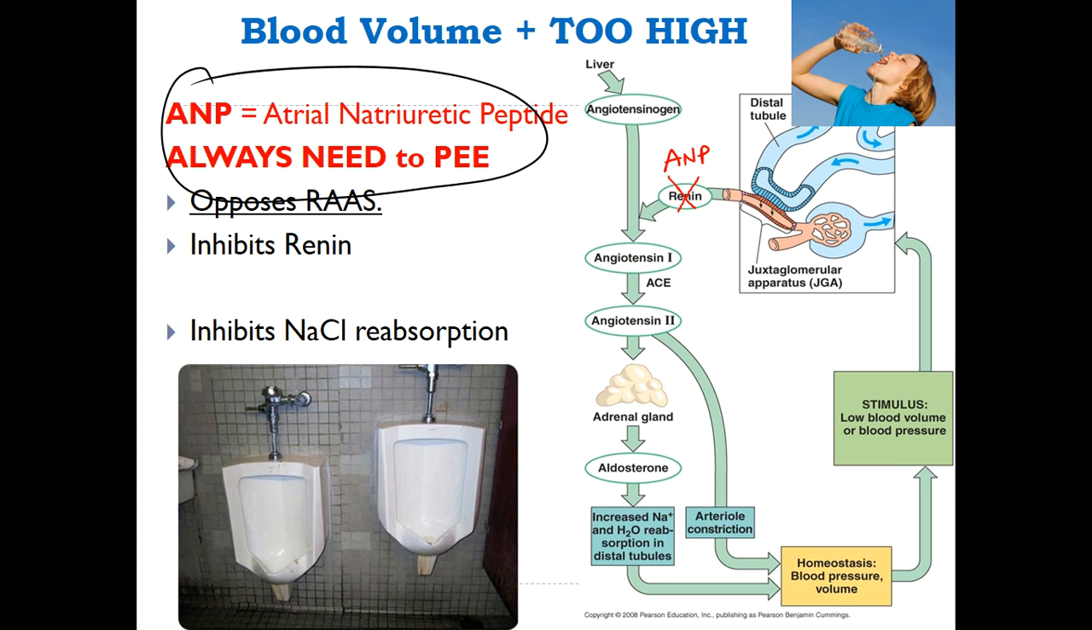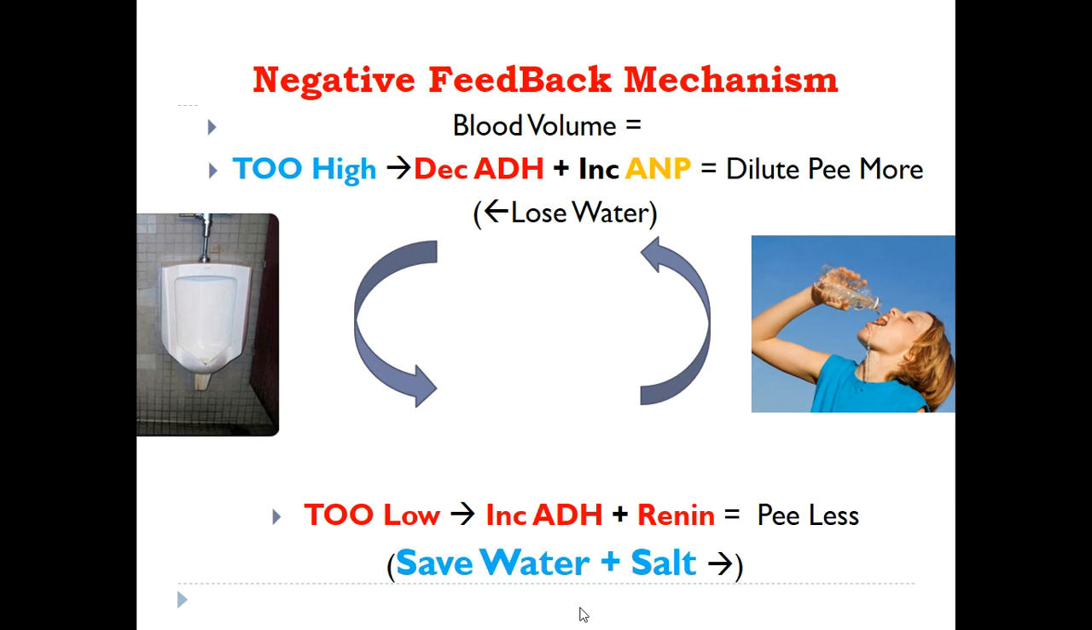Basically, if you've been drinking too much water, your blood volume's too high, so your body will release ANP, always need to pee, or atrial natriuretic peptide, natural peeing peptide. That blocks renin, which blocks the whole rest of the system, so you don't save salt. If you don't save salt, you don't save water. So what this is, of course, is a nice negative feedback mechanism.